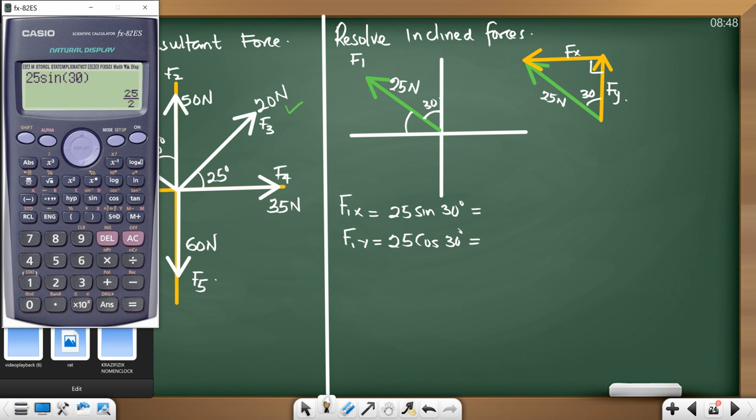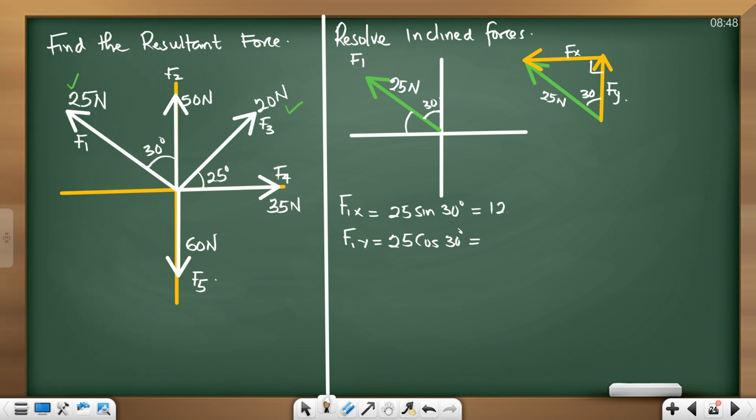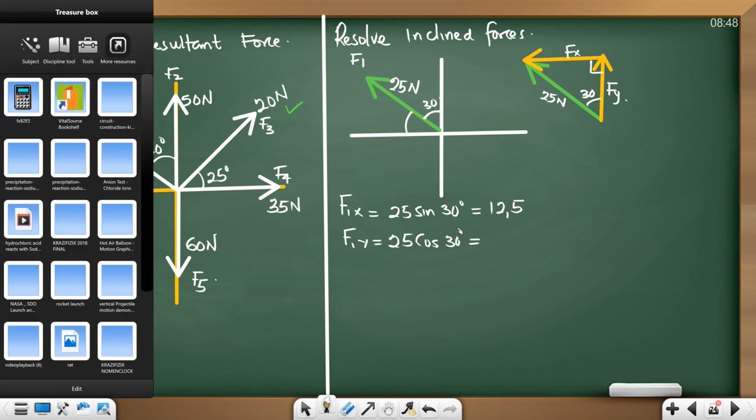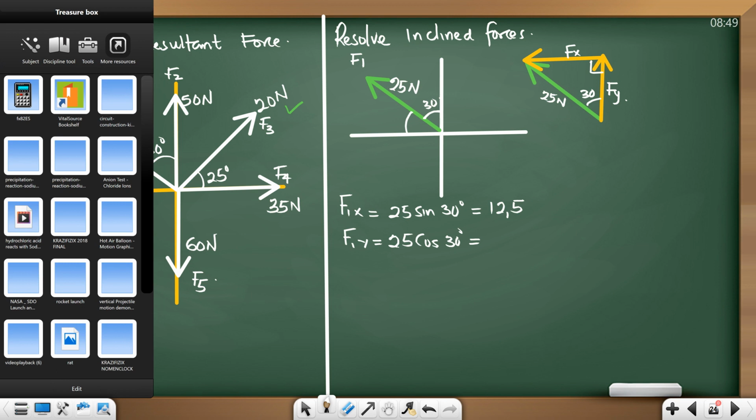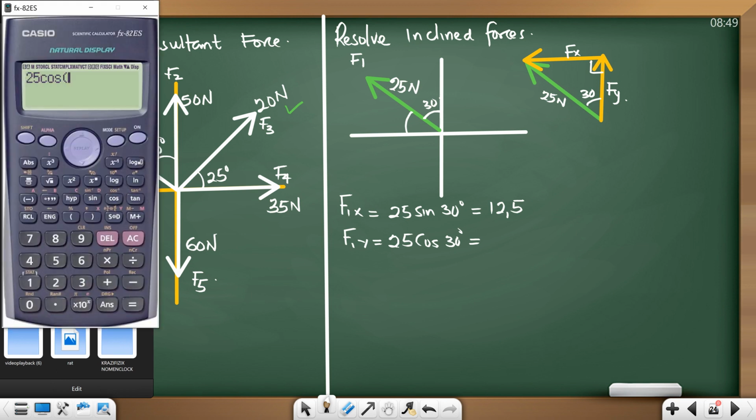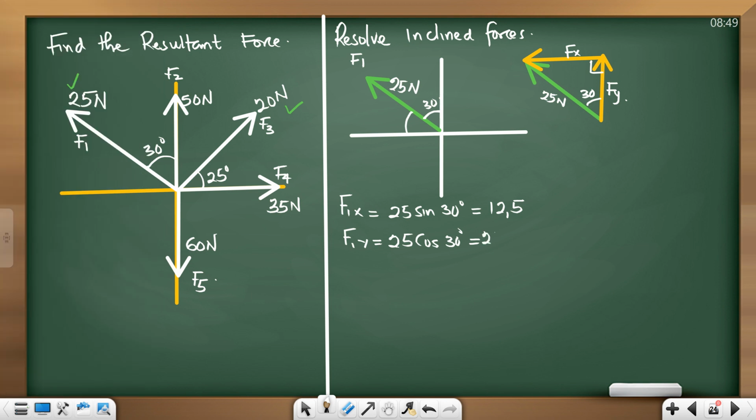25 sine 30 would give me 12,5. Beautiful. And 25 cos 30 would give me 21,65. Okay. All right. Thank you, guys. That's 60 degrees. Now, please listen carefully. Don't get confused, which means an examiner can give you this as this.